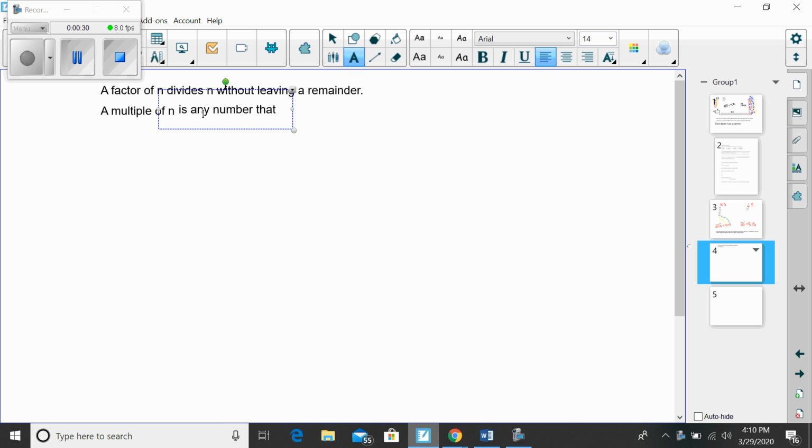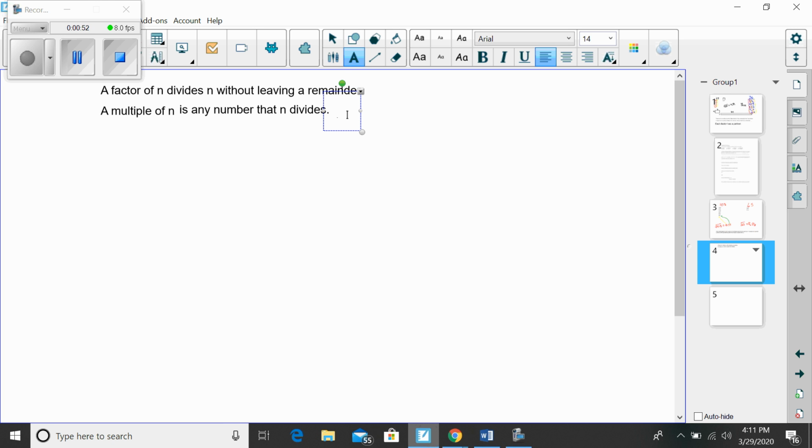that n divides. And that probably sounds unfamiliar to you, right? A multiple is any number that n divides. If I asked you what is a multiple, you'd probably have a hard time giving me this definition, but I bet you could list multiples, right?